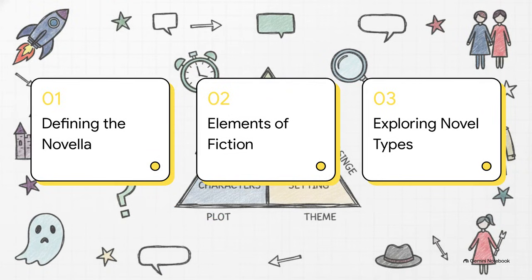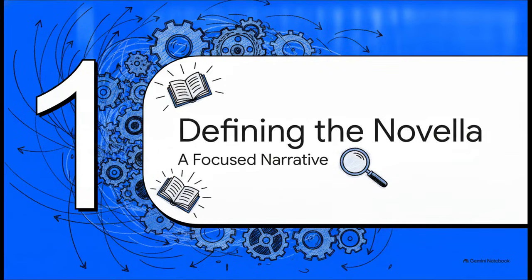So here's our blueprint for today. First, we'll define the novella. Then we'll map out the 6 core elements of fiction. And finally, we'll explore some different novel types. Starting off with Section 1, defining the novella, a truly focused narrative.